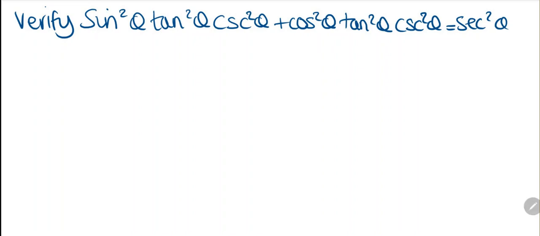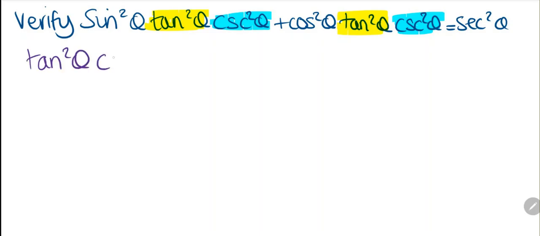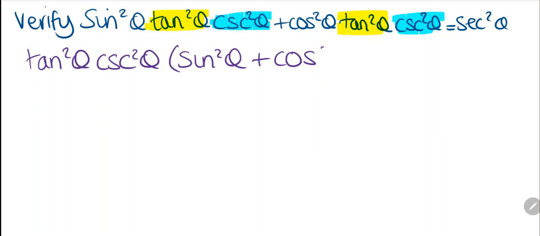So first of all, I can see I have a tan squared theta, and I also have a cosecant squared theta. So I can factor by these terms, tan squared theta and cosecant squared theta. So this is going to leave me with sine squared theta plus cos squared theta. So we need to prove that this is equal to sec squared theta.